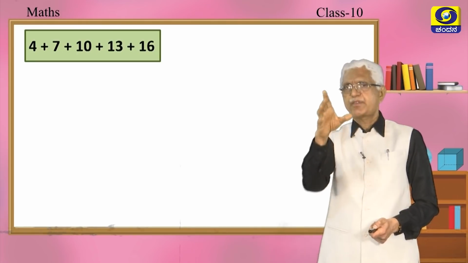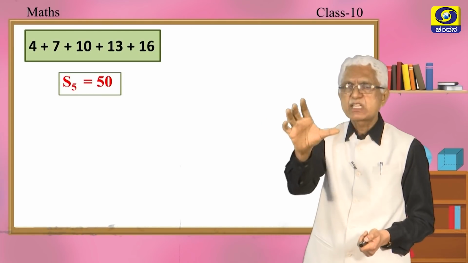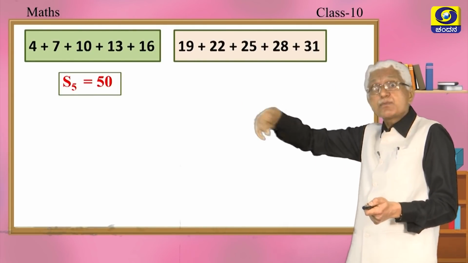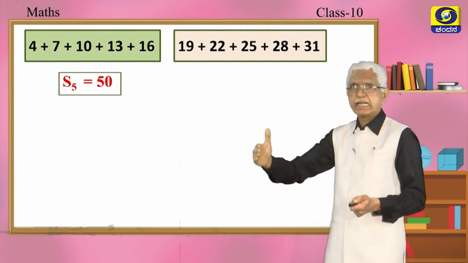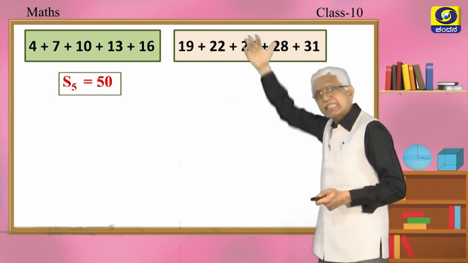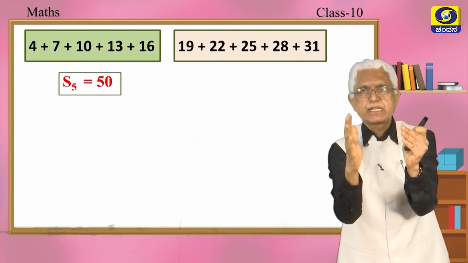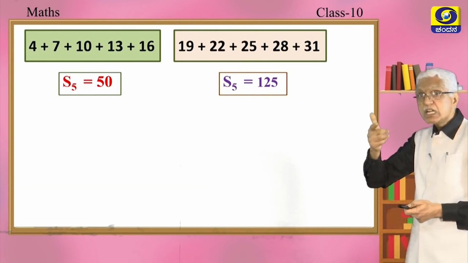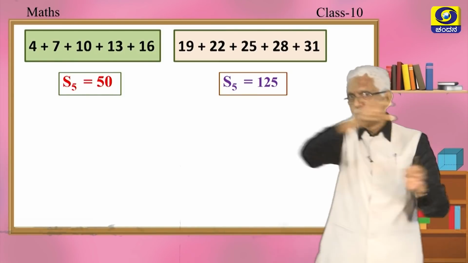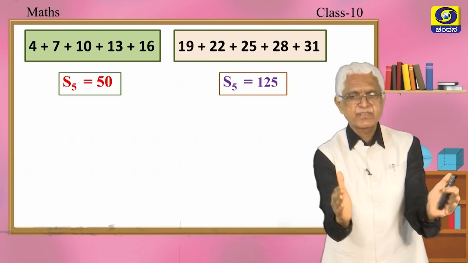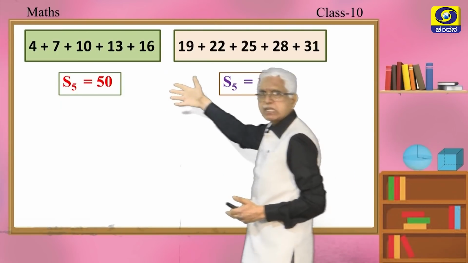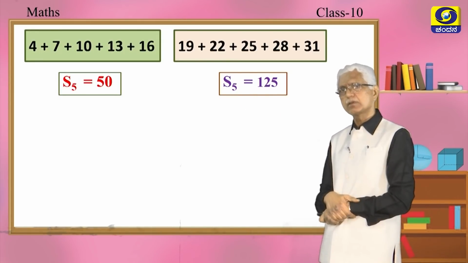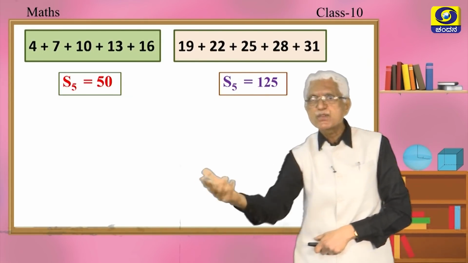See, these are the first 5 terms of an AP and their sum is 50, okay? Please watch. These are the next 5 terms of the same AP: 4, 7, 10, 13, 16, 19, 22, 25, 28, 31. Sum of the first 5 terms is 50 and the sum of the next 5 terms is 125. You have an AP having 10 terms. So, what is the sum of all the 10 terms? Wonderful. 50 plus 125, 175.